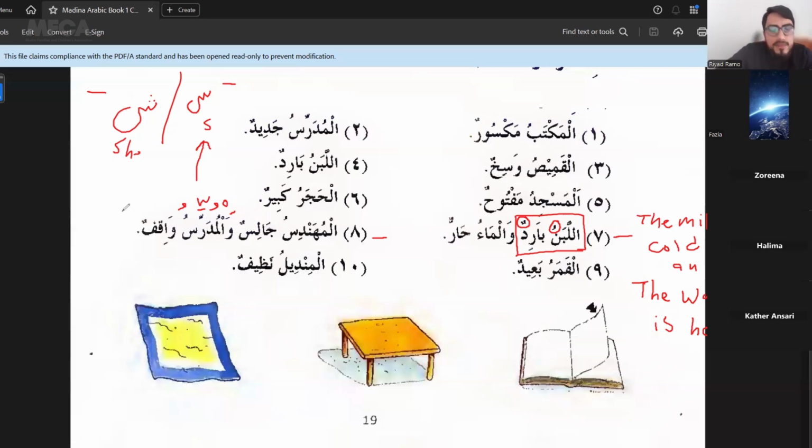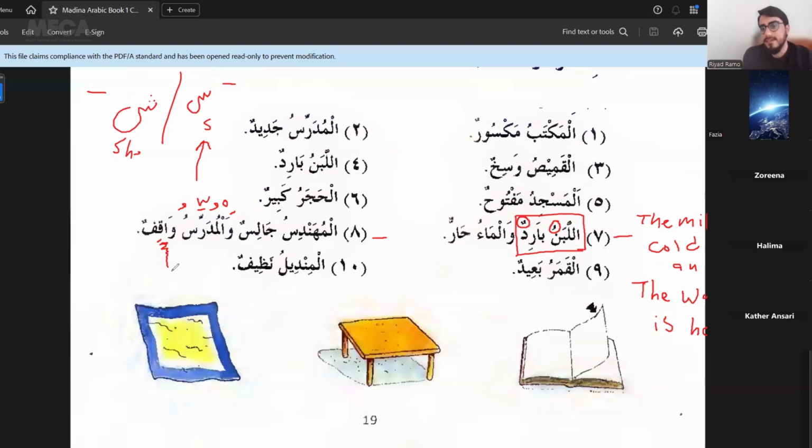Fun. This one, I know there's a mistake here. This kasra should be over here, so let me erase that. Okay, that's a mistake. Waqifun, very good. It means standing, right?